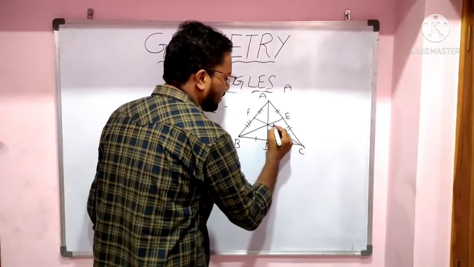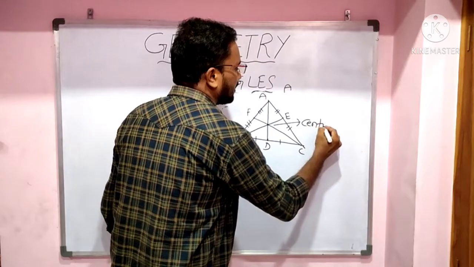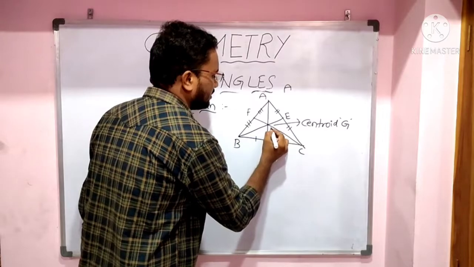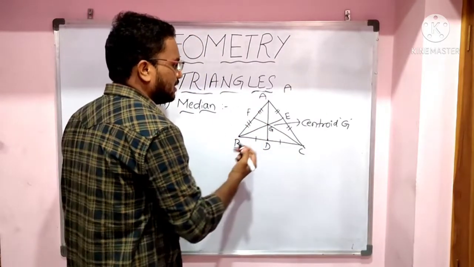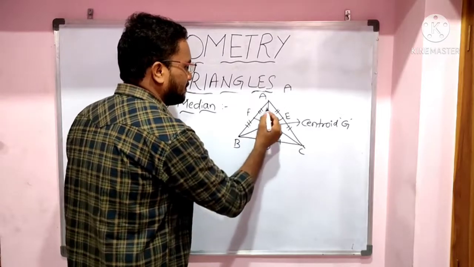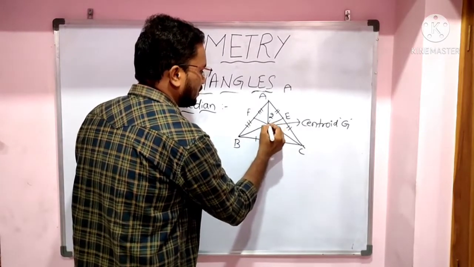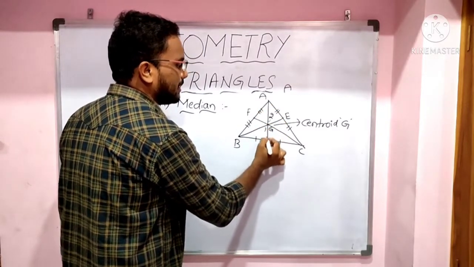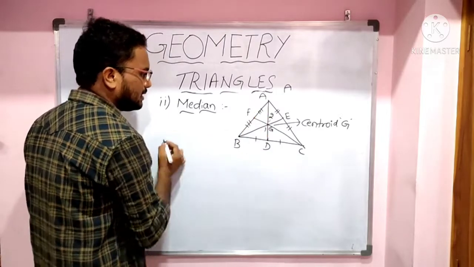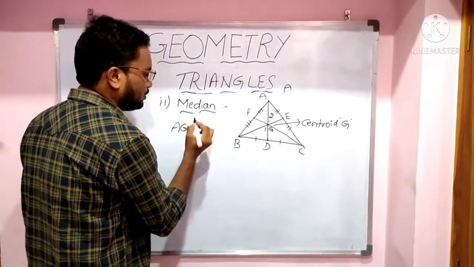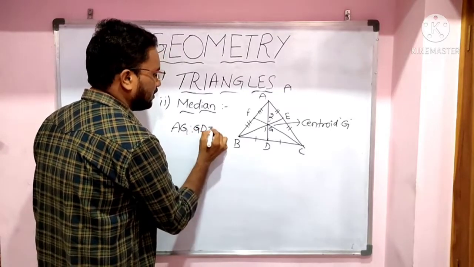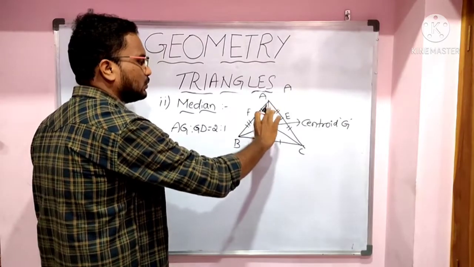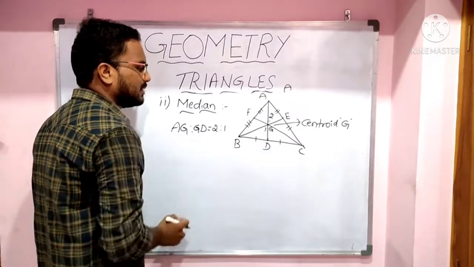Okay, and this point we call it as centroid. Centroid, we denote it as G. In a triangle, the centroid divides the given median in the ratio 2:1. Two parts on the vertex side and one part on the base side. That means AG is to GD equal to 2:1.